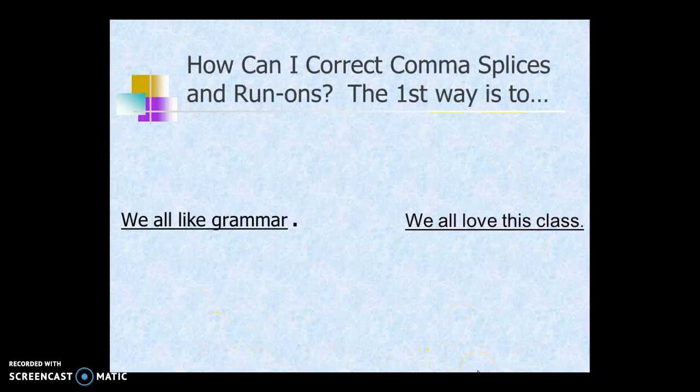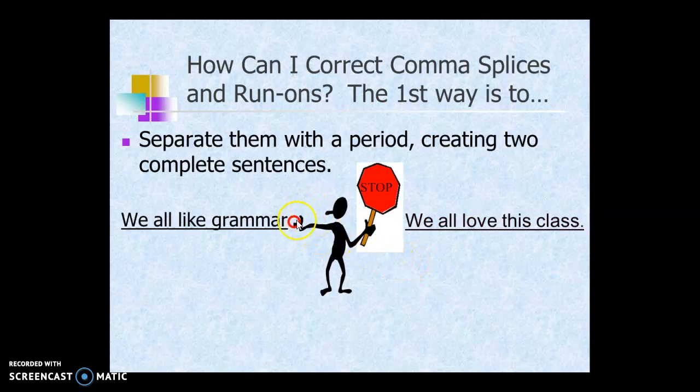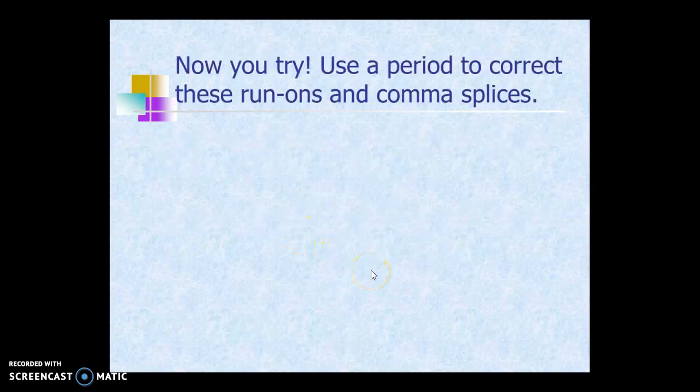What happens then? How can we correct comma splices and run-on sentences? There are several ways in which we can correct them, and I'm going to present some of them today. The first one is: we all like grammar. Period. We all love this class. Separate them with a period, creating two complete sentences. So you will isolate them by writing a period. That is the safest way to fix it.